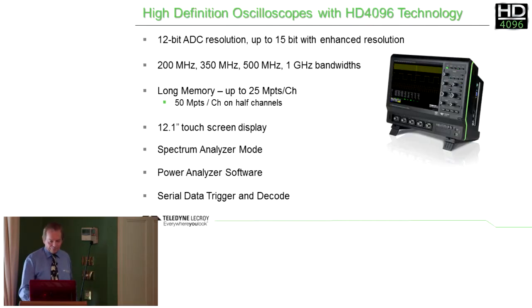So just to round off then, we have 12-bit A to Ds, which do have the linear averaging, which can take them up to 15 bits. We have bandwidths up to 1 gigahertz, okay?